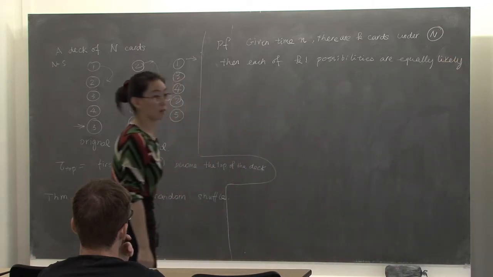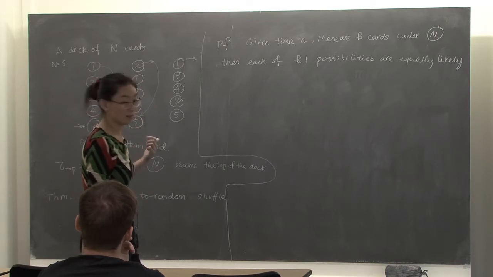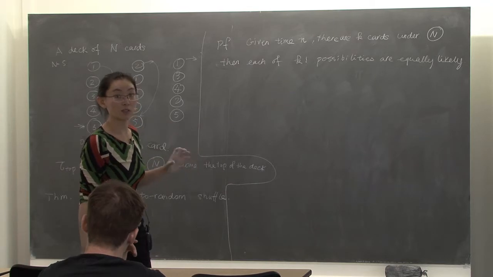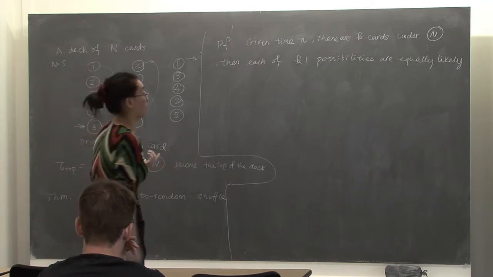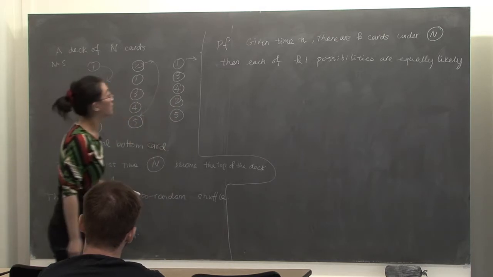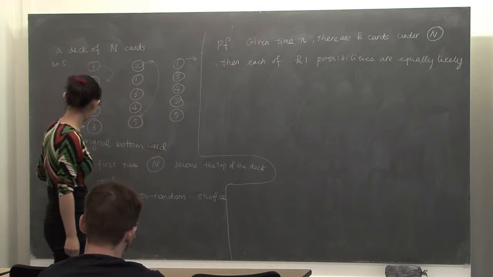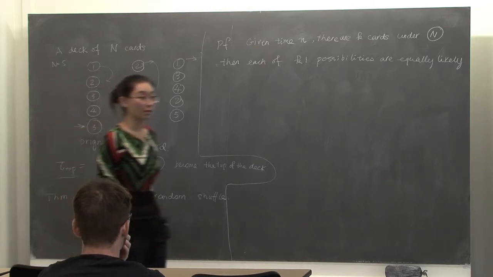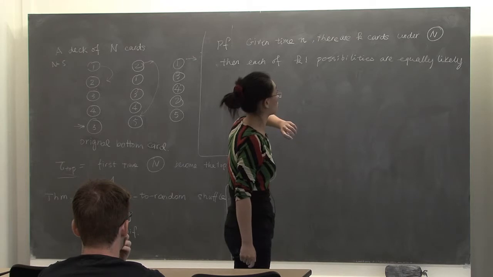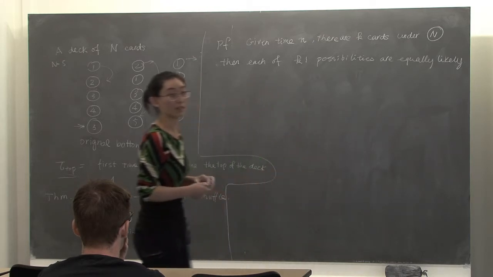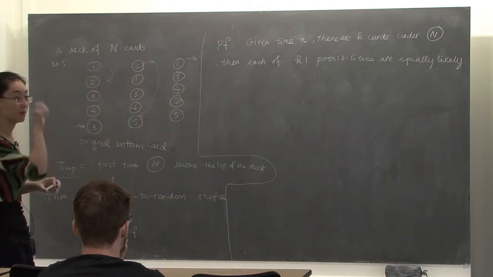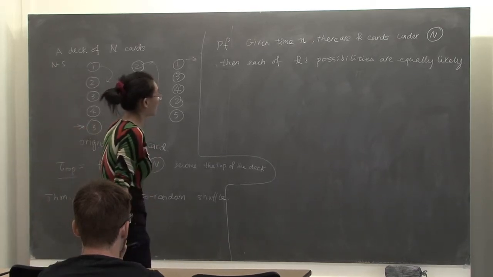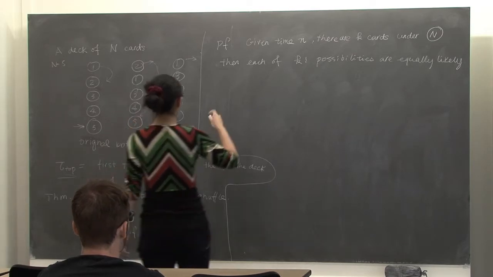So this is a stronger claim. Given that at time n there are k cards under the original bottom card, then these k cards are uniform. And of course, if we take the time tau top, the consequence is that all the cards in the deck are uniform. Okay, so how do we prove this stronger statement? We prove it by induction on n.